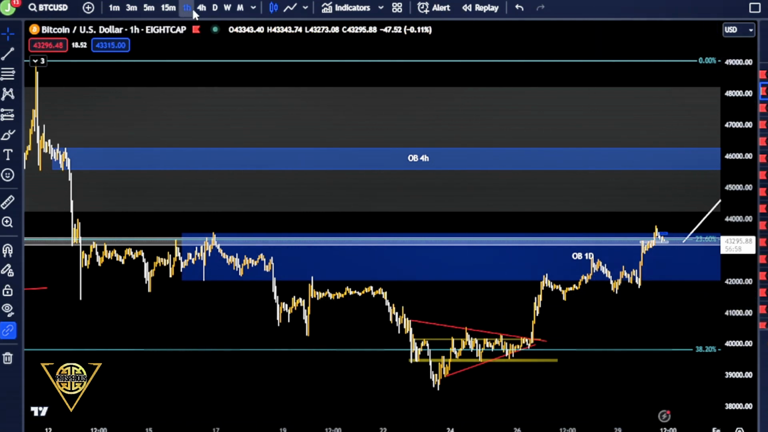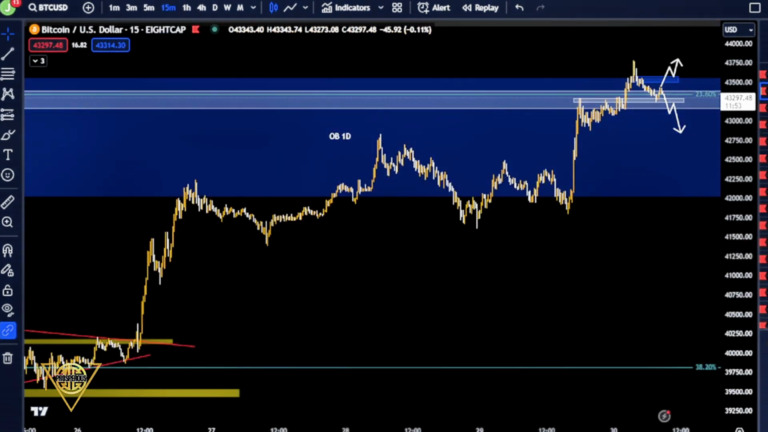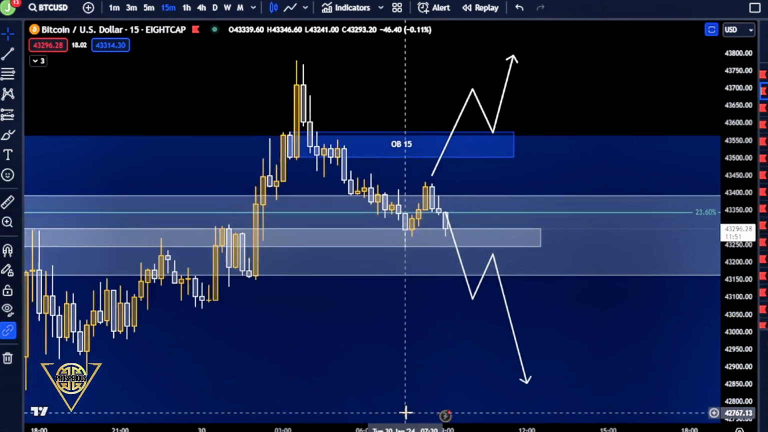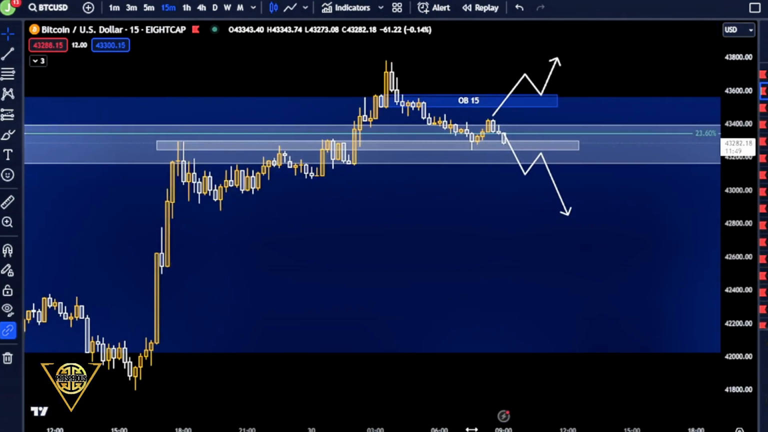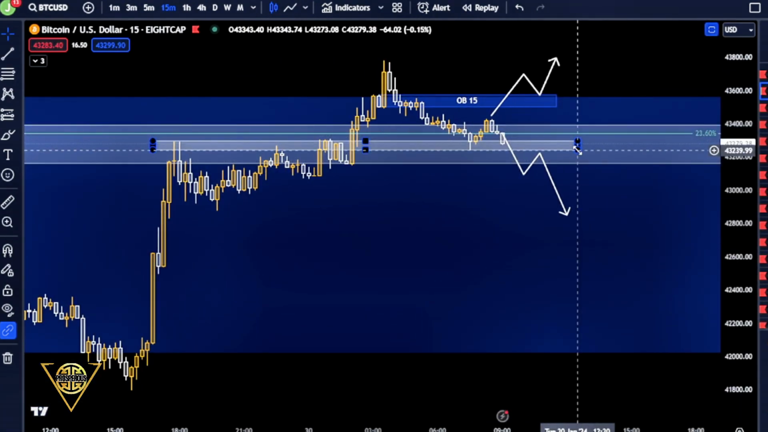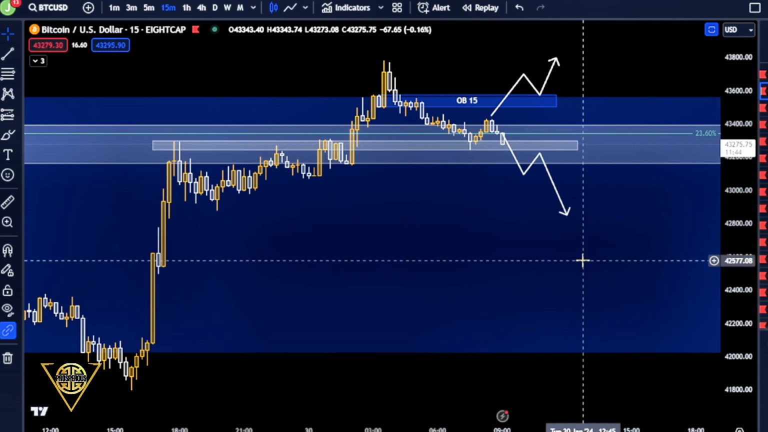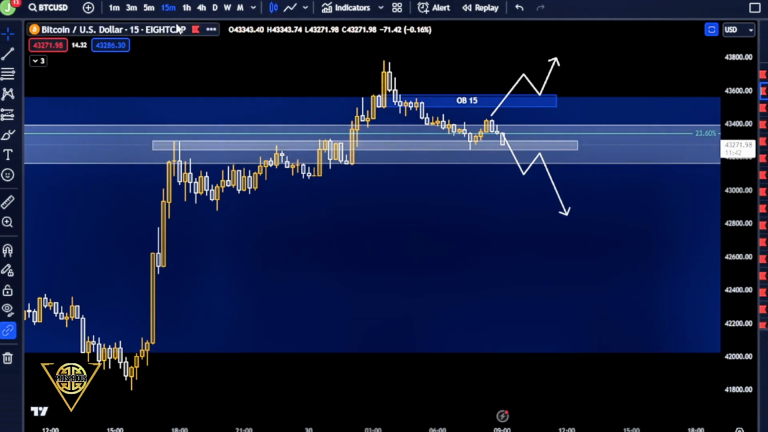Instead of starting on the bigger time frame, I'm going to start on the smaller time frame. I'm going to show you something I'm looking at right now. On the smaller time frame, these white boxes are support and resistance. I'm going to mark them out in white right now. We're on BTC, on the 50-minute time frame.